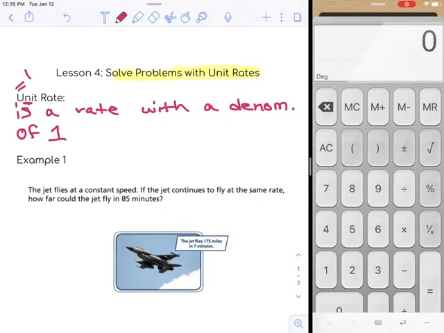So for instance, if we were talking about money per pound, that's going to have a unit of 1 because it's per. So anything with a denominator of 1, per mile, per hour, per dollar, per pound, that is what a unit rate is. So let's jump into some examples of how we can solve problems by using unit rates.